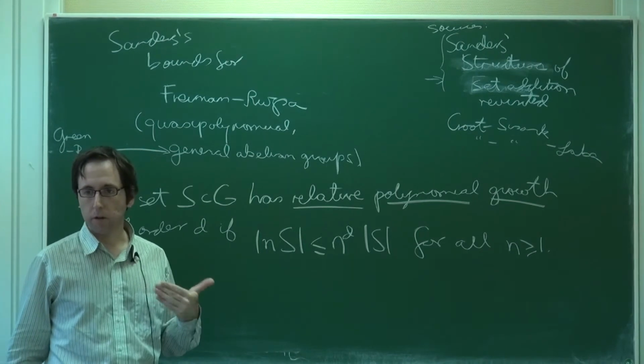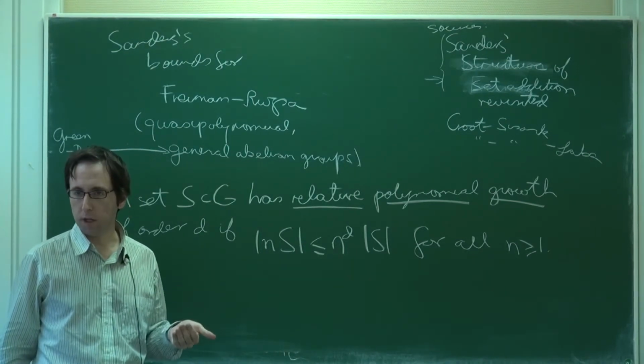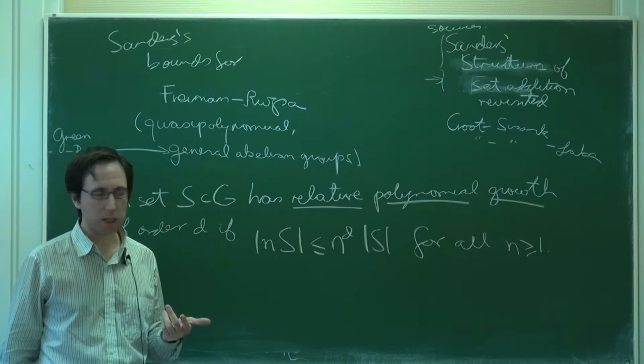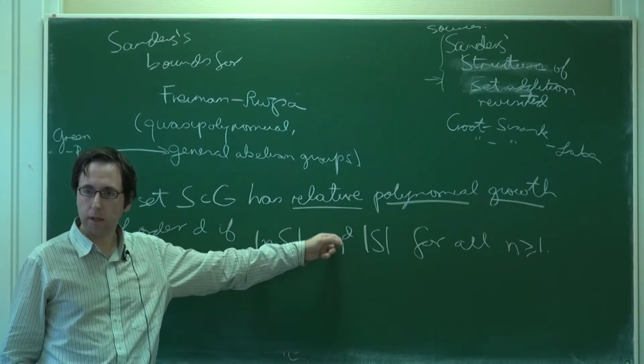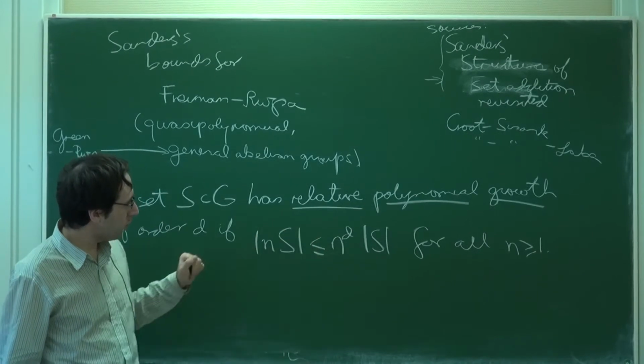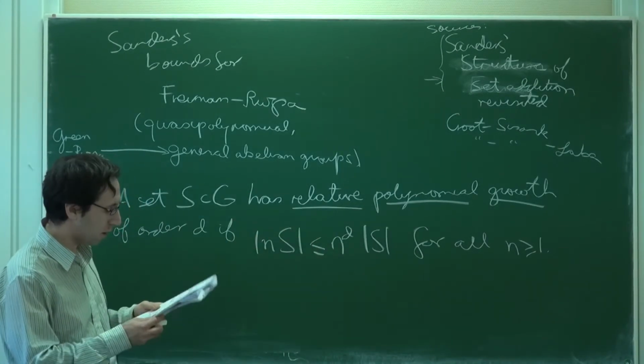So whereas the growth you get from, say, the Ploünnecke-Ruzsa lemmas is exponential, here you get a factor like k to the n. So this is important. This is stronger than exponential, obviously.